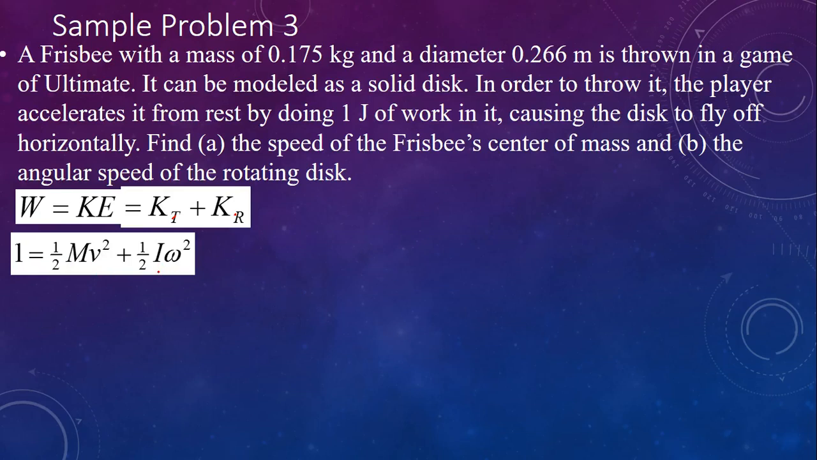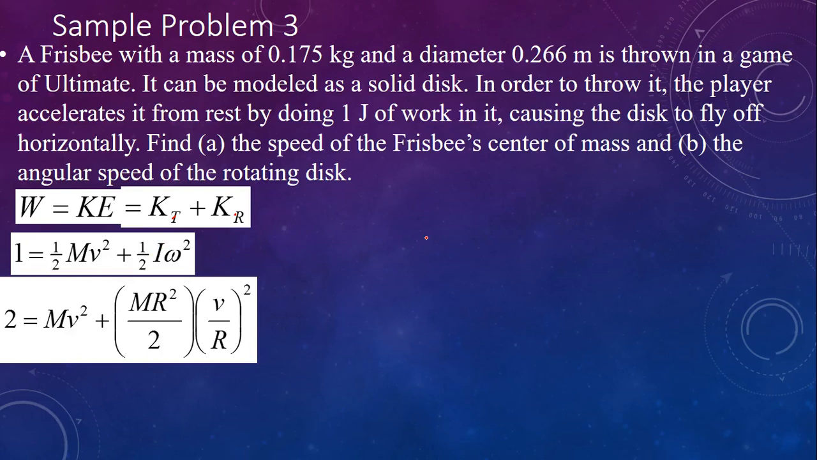I'm going to multiply both sides by 2, and I'm going to plug in mr squared over 2 for the moment of inertia, just from your table of information. And I did something else. Remember that omega is equal to v over r. If you hadn't noticed, this is a very important relationship to remember while solving these problems.